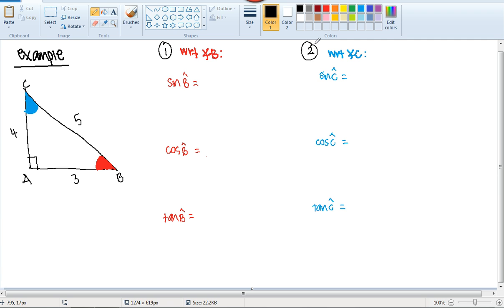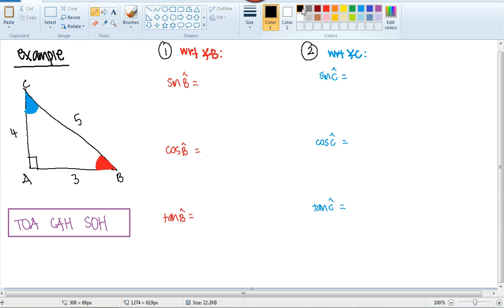Now, in order for you to establish the trigo ratios for each of the angles, I need to make use of SOH CAH TOA. Okay, something that we've learned before. So we'll write this down so that we can make reference to this in a while.